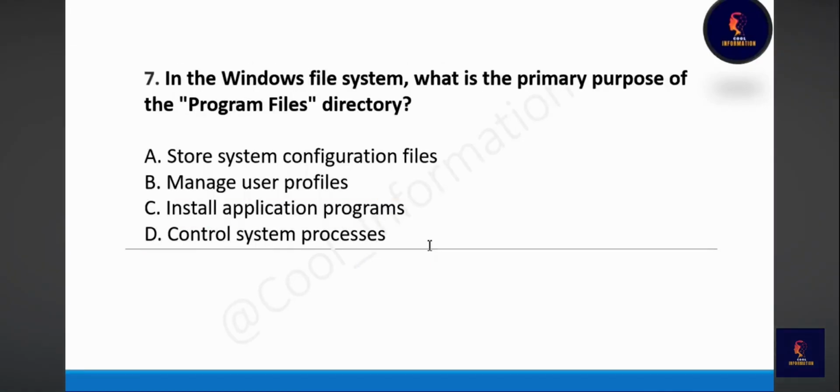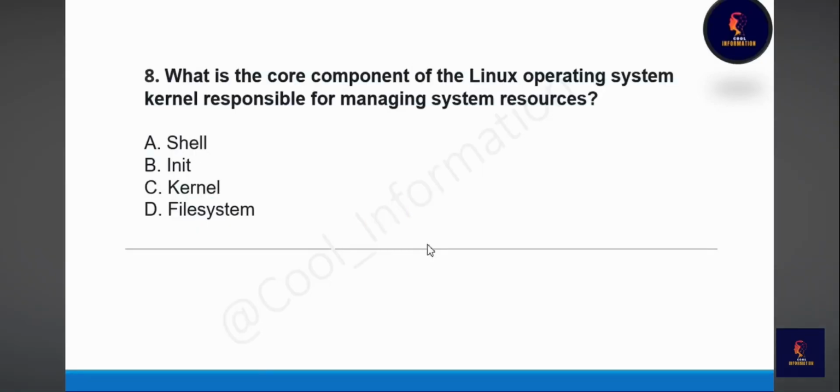Next question. In the Windows file system, what is the primary purpose of the Program Files directory? Option A, store system configuration files. Option B, manage user profiles. Option C, install application programs. Last option, control system processes. Correct option is option C, install application programs is the primary purpose of the Program Files directory. Moving to the next question.